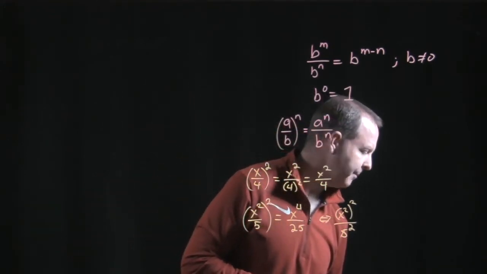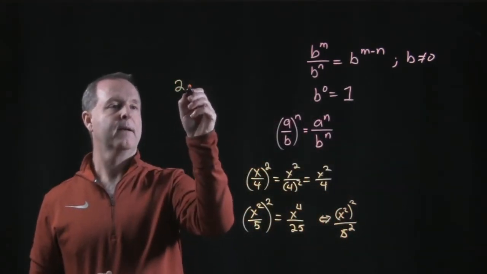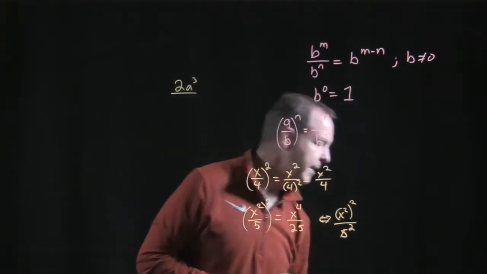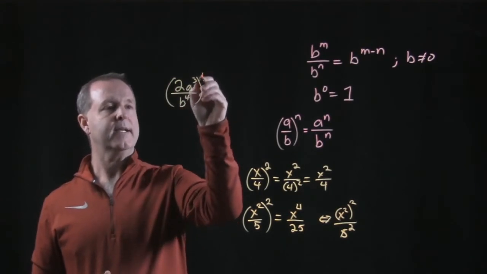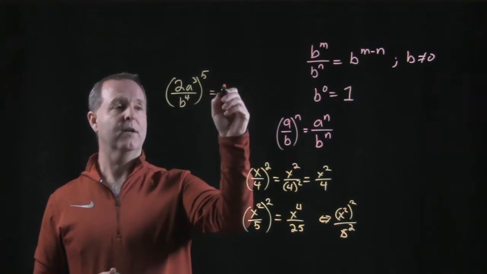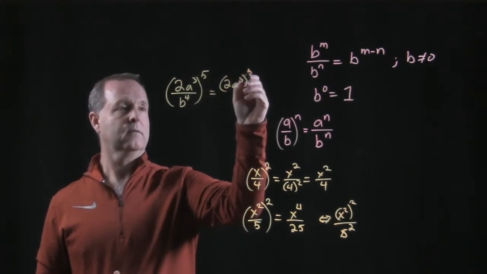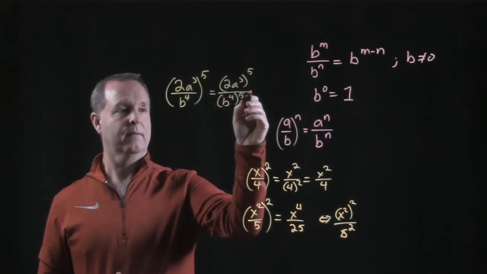And one last little example to show: 2a cubed, let's do it over here, 2a cubed all over b to the 4th. Let's raise that entire thing to the 5th power. Well, let's break it down to the numerator to the 5th power, divided by the denominator to the 5th power.